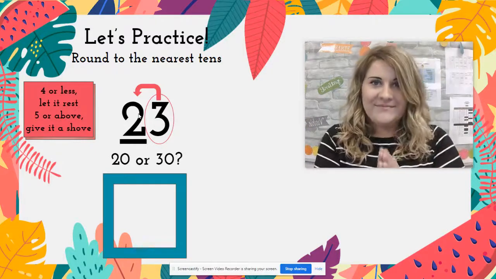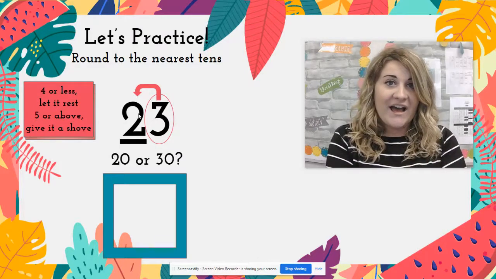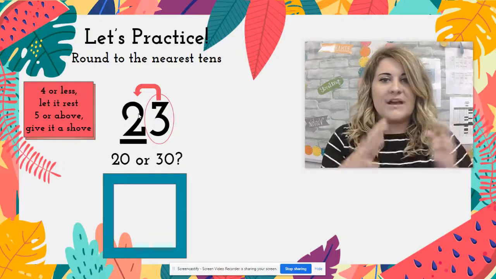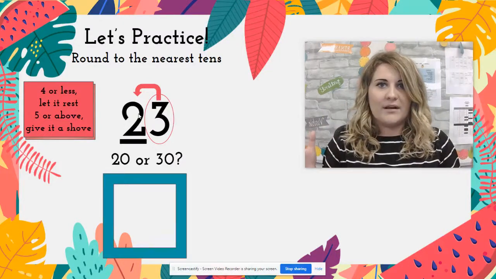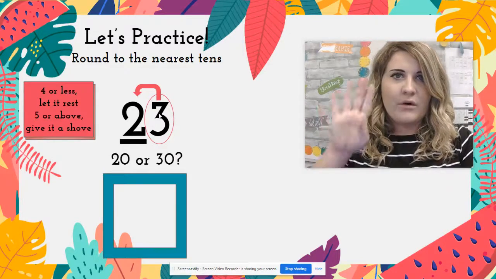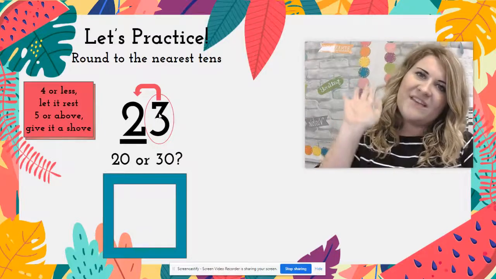And then if it was 26, 27, 28, 29, or 25, those would all bump up to 30 because those are closer to 30. So that's kind of what we're deciding. We're kind of deciding where does the number fall on the number line, okay? So this is the 3. Our chant is 4 or less, let it rest. 5 or above, give it a shove.